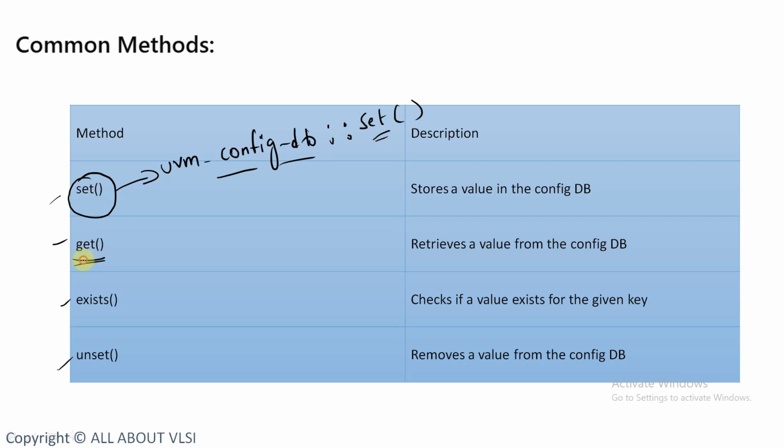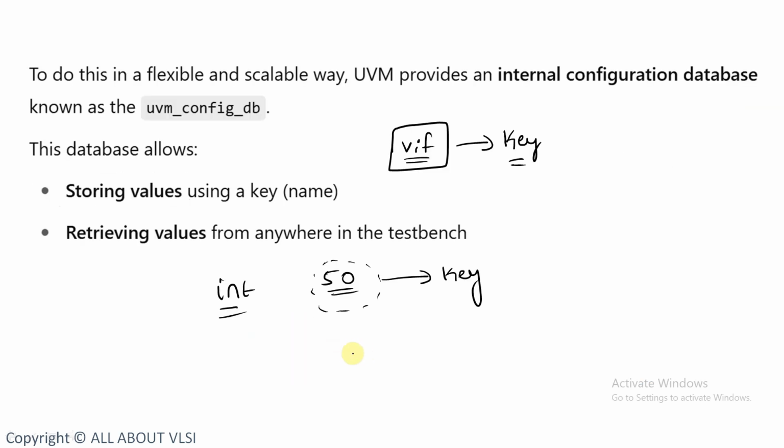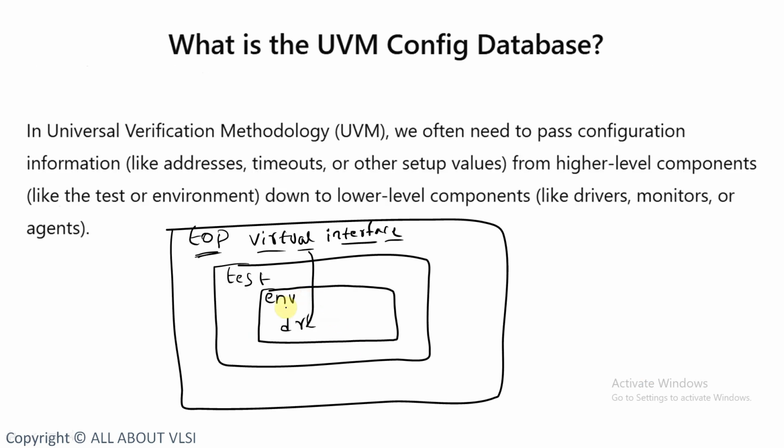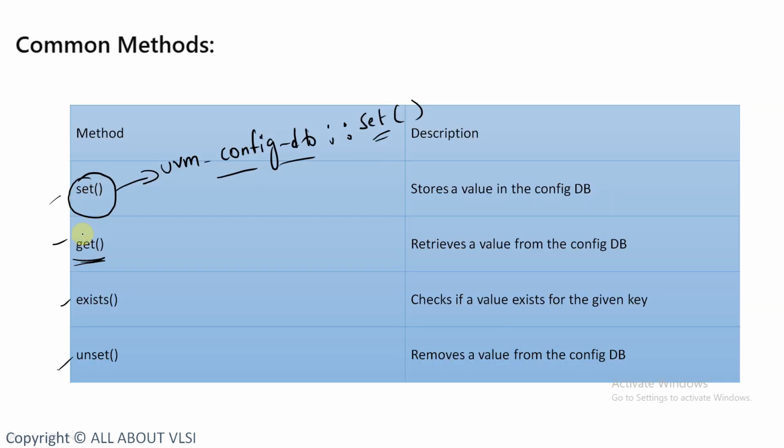And what is this get method? Here our driver wants to receive the interface handle. So how is it going to receive it? It is going to use the get method for receiving the interface handle. Basically the set method is used for sending the transaction item or data item, and the get method is used to receive the data or transaction item or any interface instance like that.